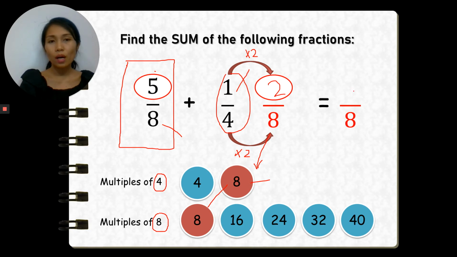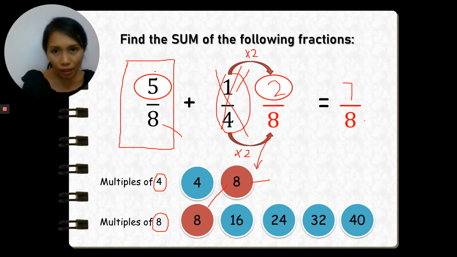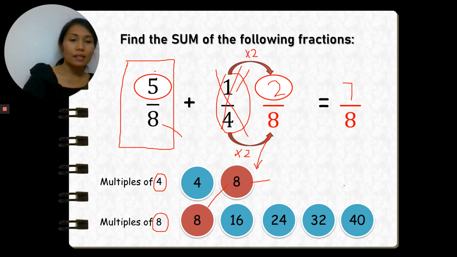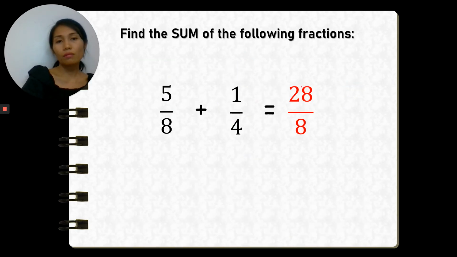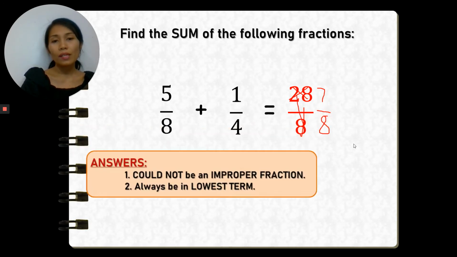5 plus 2 equals 7. We're not going to use the other fraction anymore because we got the new fraction here. So we'll add 5 plus 2 equals 7. Oops, why is it 28? Okay, that's 7. All right, 5 plus 2 equals 7. So our answer is 7/8. Oops, I'm sorry with this one. That's 7, 7/8. All right. Now, is our answer correct?